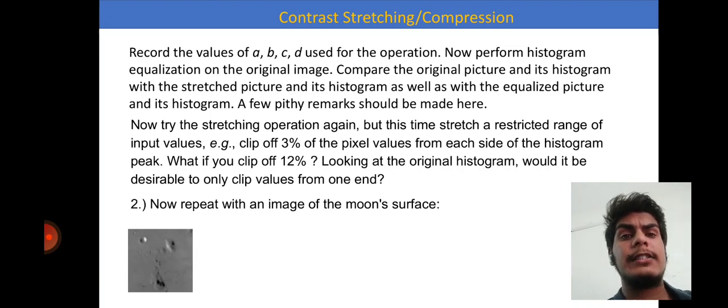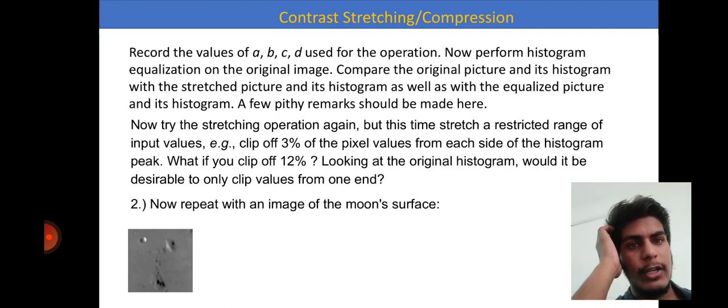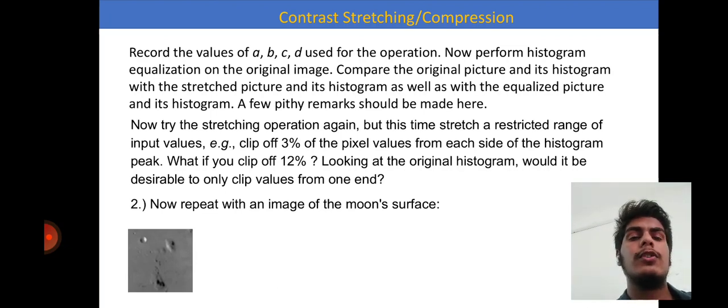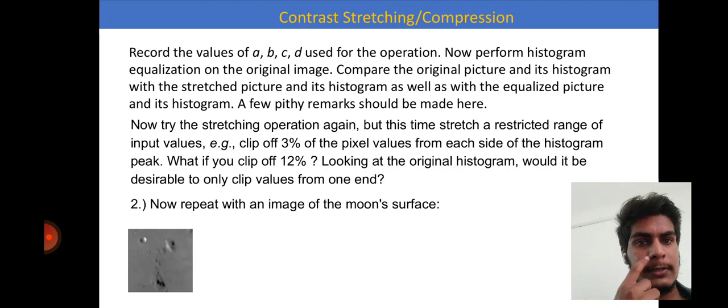Now try the stretching operation again, but this time stretch a restricted range of input values. That means it is a small stretch only, a small range only. For example, clip 3% of the pixel values from each side of the histogram peak. What if you clip 12%? Looking at the original histogram, would it be desirable to clip only from one end? Now repeat with the image of the moon surface for the same.